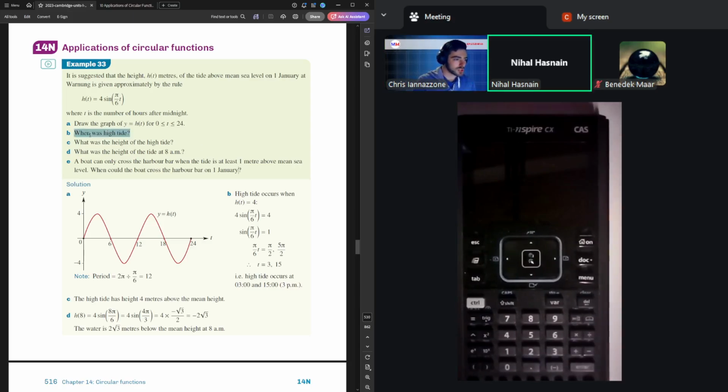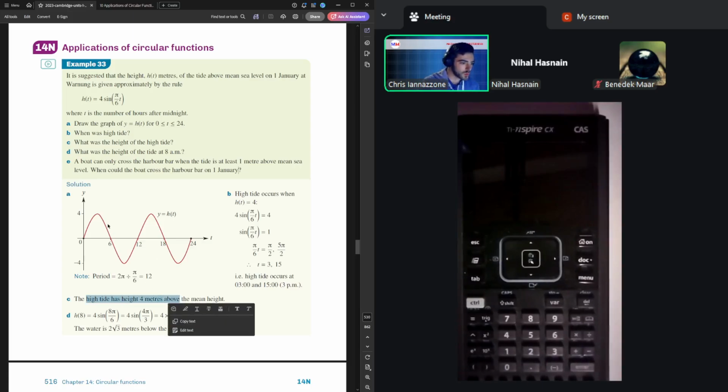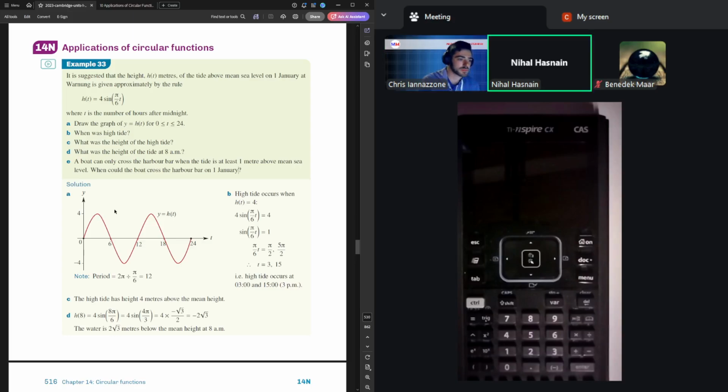Now, to answer follow-up questions, when was a high tide? Considering that the y-axis, h of t, is in terms of meters, the tide above mean sea level, our high tide is going to be referring to the peaks of this circular function, which is why the answer is going to be 4 in that case, 4 meters above mean height. The troughs will therefore be minus 4.